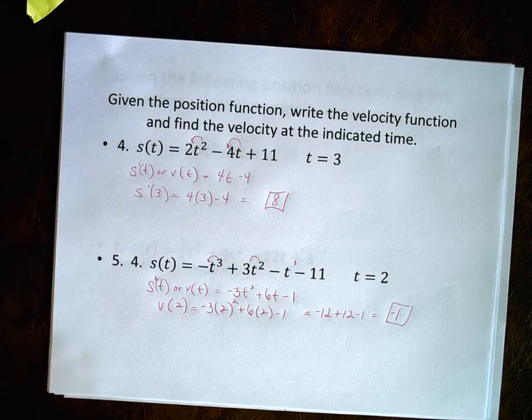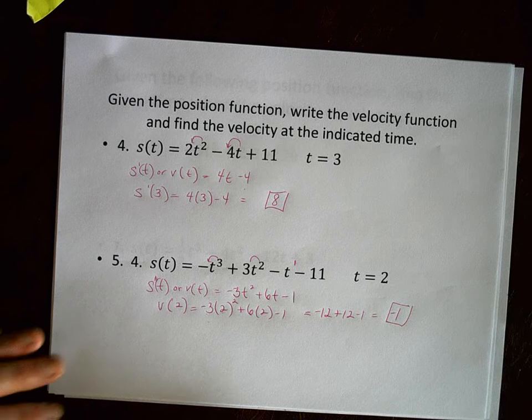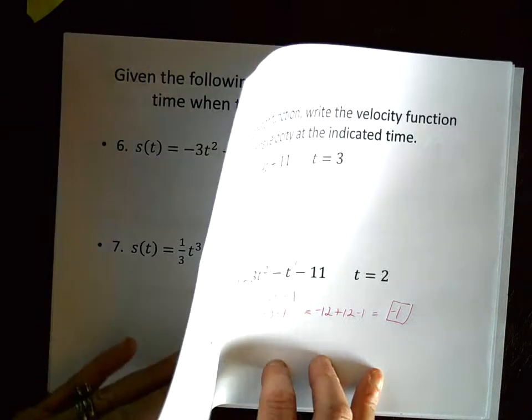Now you're like, how's a velocity negative 1? A velocity is direction and speed. So if your velocity is negative, that means you're going down that many feet per second. So you can have a negative in velocity. You can't have a negative in distance. You can't have a negative in speed. But you can have velocity. Velocity is direction and speed.